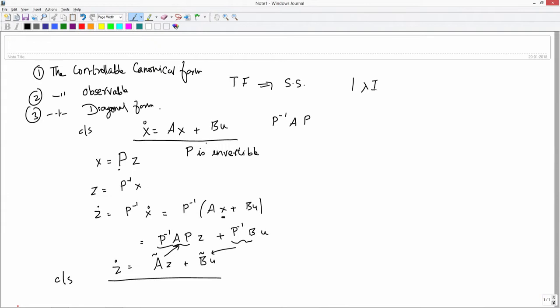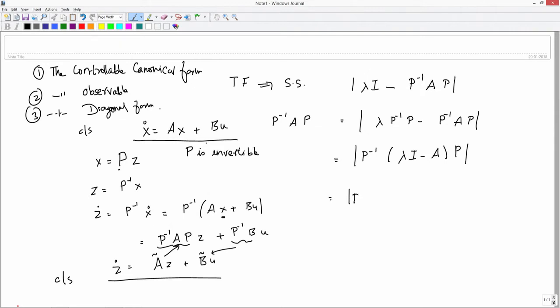If I write down the characteristic equation for the system in the z coordinates, I have determinant of lambda I minus P inverse AP. I can write this as lambda times P inverse P, minus P inverse AP, just multiplying by P and its inverse. So this will be P inverse times lambda I minus A, where I is the identity matrix, times P. And using some basic properties of determinants, the P inverse and P come out, leaving the determinant of lambda I minus A times the determinant of P.